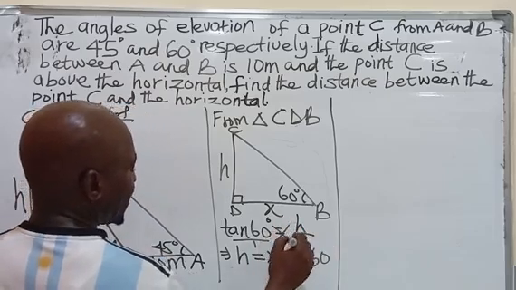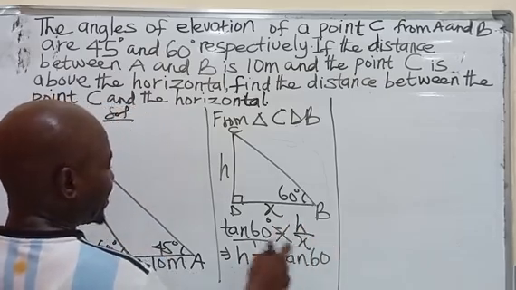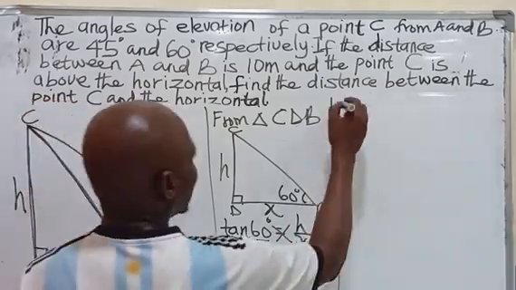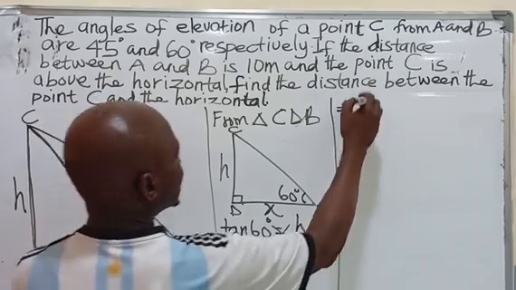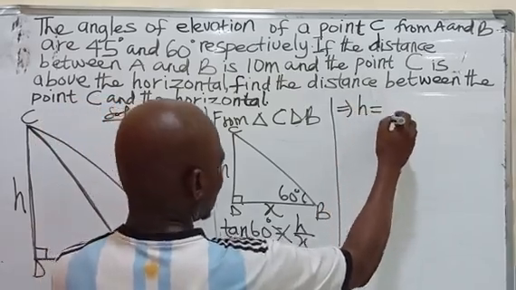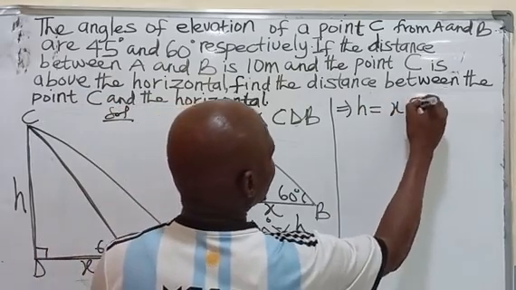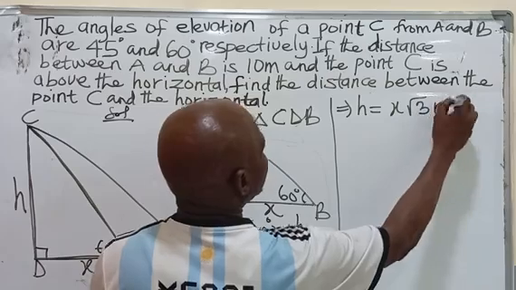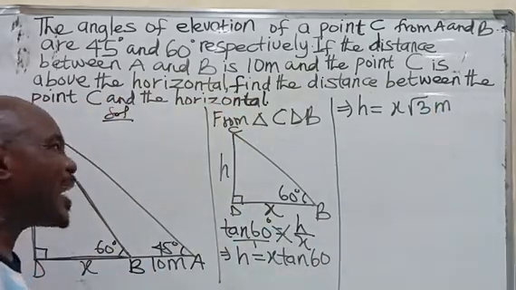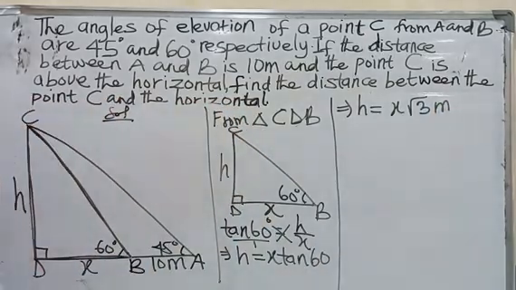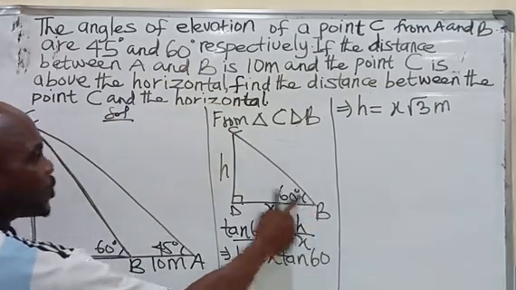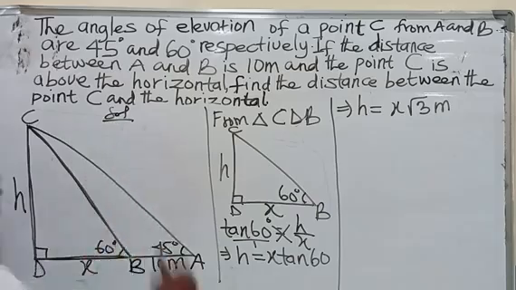I cross multiply. So H times 1 is H, and then this times that is this. Now, this gives me H is equal to what? Tan 60 is root 3. So that is X root 3 meters. So the height at which B saw the object is what?